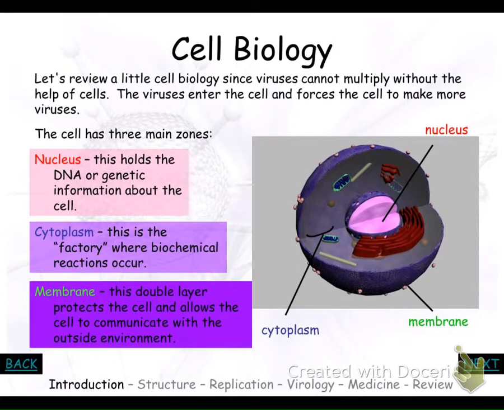So let's review just a tiny, tiny bit of cell biology, since viruses cannot multiply without the help of cells. So a virus enters a cell, forces the cell to make more viruses. So we know that the cell has three main zones. You have the nucleus, where the genetic material is held, the cytoplasm, where the biochemical reactions occur and where all the other cell organelles are held, and there's also a cell membrane that protects the cell and allows the cell to communicate with the outside environment.